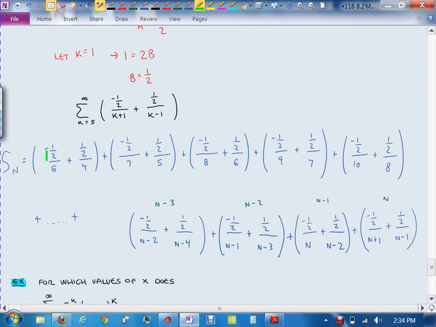Does anything cancel with the negative 1/2 over 6? Right here, this one, that one right here, right? So those two kill each other off? Yes? I'm going to connect them. Okay? What about the one with the 1/2 over 4? No. How about negative 1/2 over 7? Yes, right there.